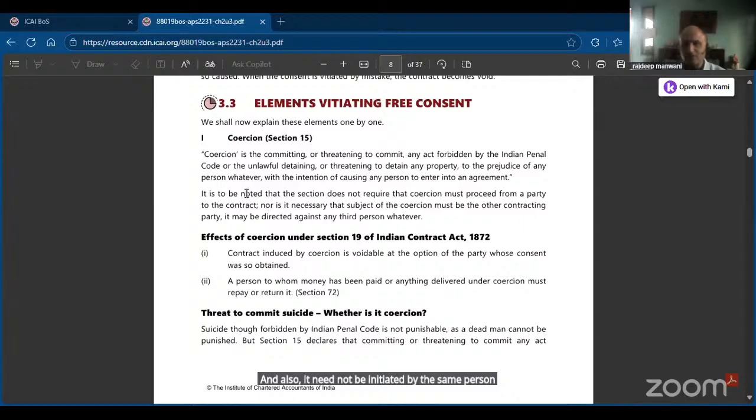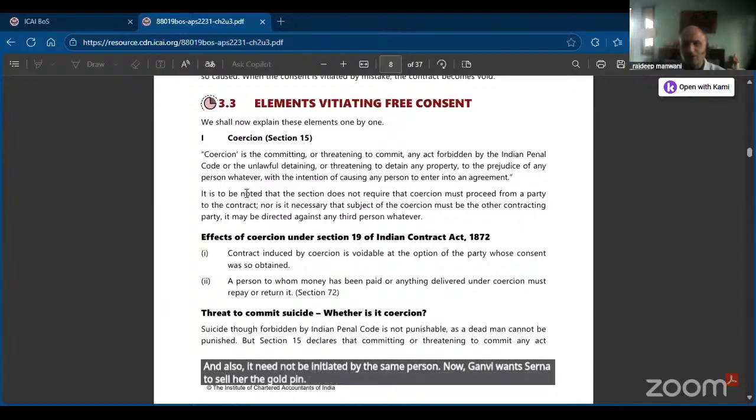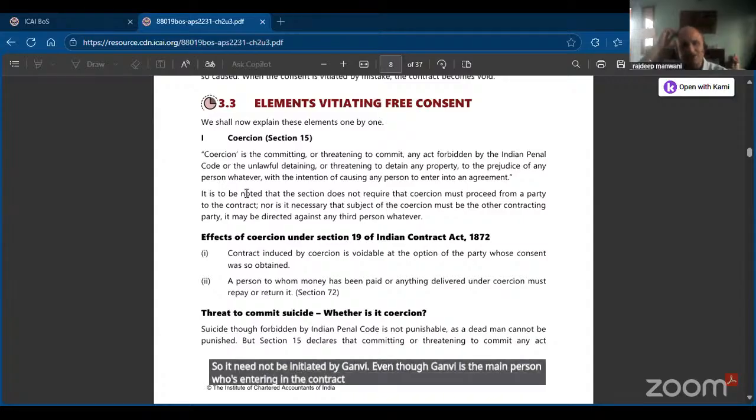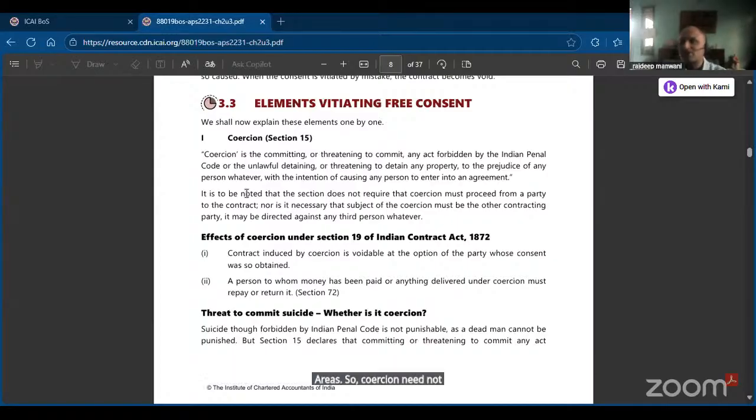Now, Ganvi wants Sana to sell her the gold pen. Ganvi can send one goonda, Prajat Pai. Prajat Pai can put a knife on Sana, or put a knife on Sana's mother, and make Sana sell the gold pen. So it need not be initiated by Ganvi, even though Ganvi is the main person entering into the contract, but she's sending somebody else. So coercion may not be initiated by the person who's entering into the contract.